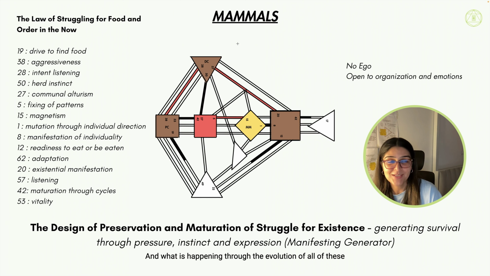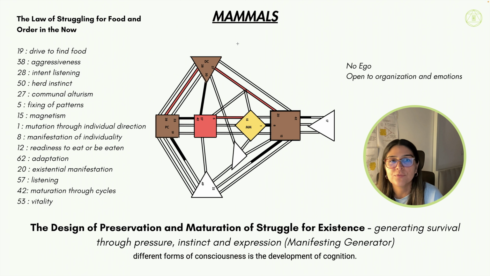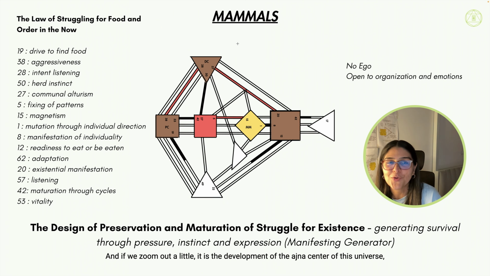And what is happening through the evolution of all of these different forms of consciousness is the development of cognition. And if we zoom out a little, it is the development of the Ajna center of this universe so that actually it can house a real personality that can truly be self-reflective.